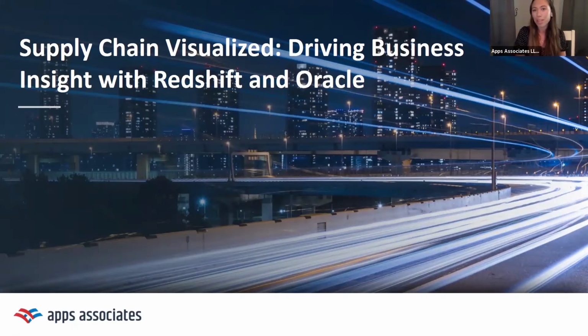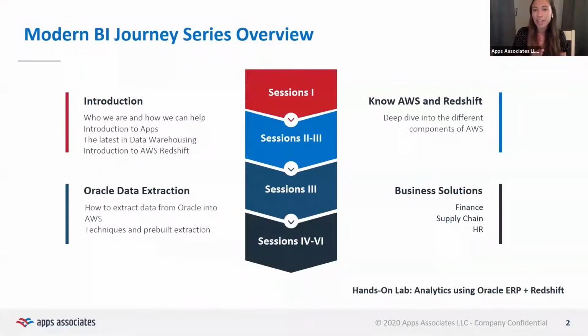Welcome to today's webinar, Supply Chain Visualized, Driving Business Insight with Redshift and Oracle, as we continue on with our series, The Modern BI Journey. I'm Audrey Eloquin, AWS Alliance Manager at Apps Associates, and I'm fortunate to be joined today by Srinivas Pathareddy, our VP of Analytics, and Praveen Charuvu, our Director of Analytics here at Apps Associates.